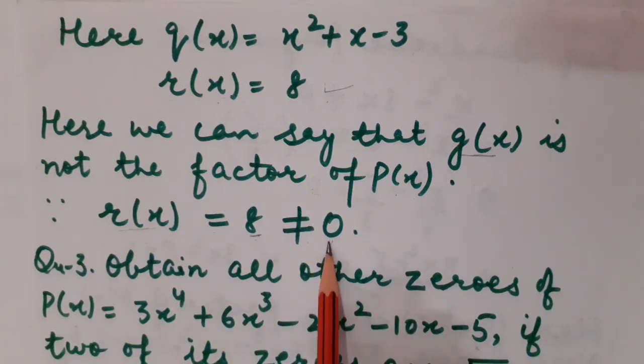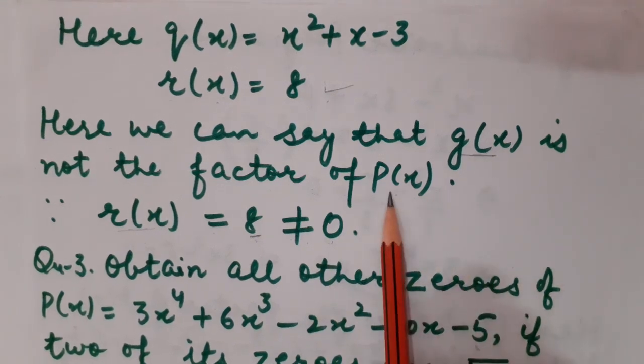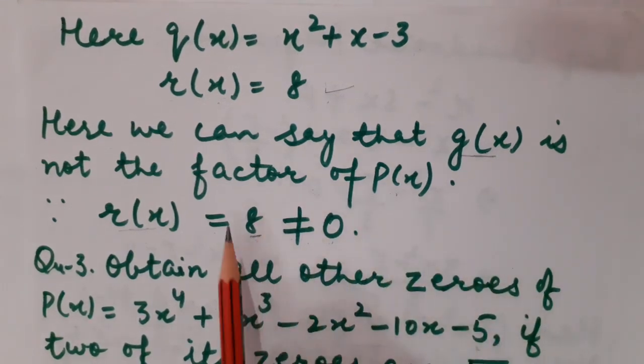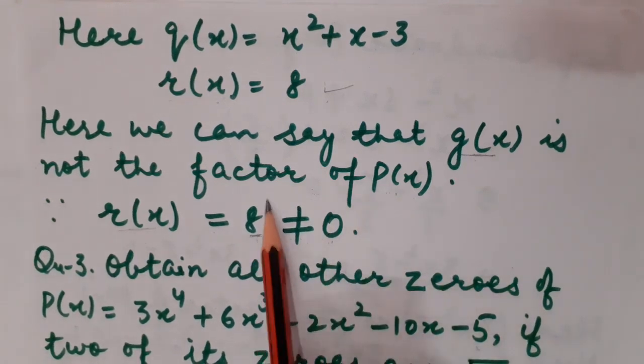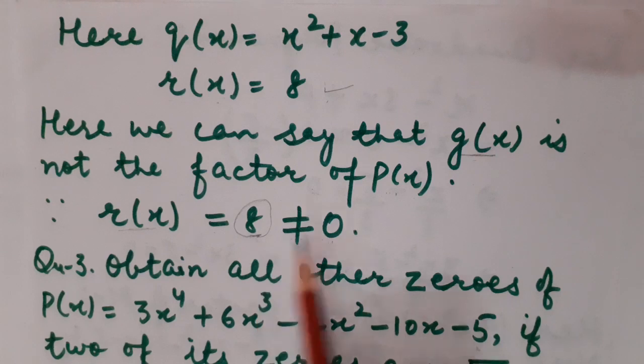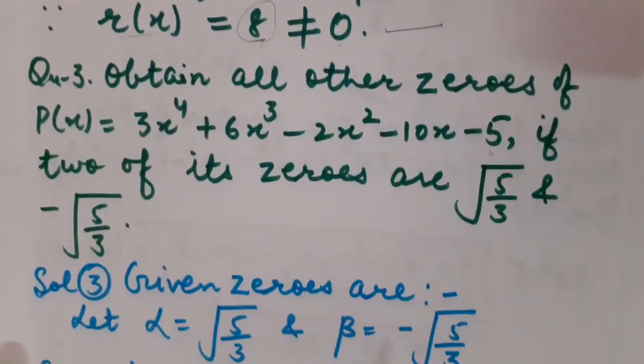Suppose if here I was going to get remainder as 0, then definitely I could say that g(x) is a factor of p(x). But here we cannot say that g(x) is a factor of p(x), because instead of 0 I have got remainder as 8. Clear, children? Okay, now let us switch to the next question.